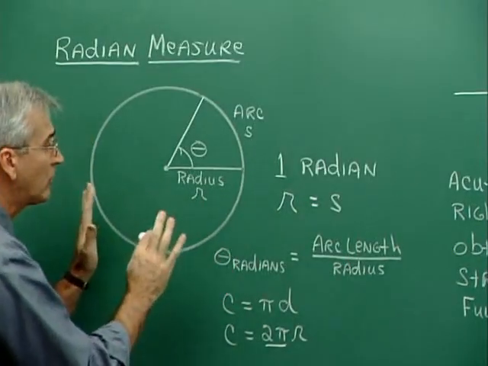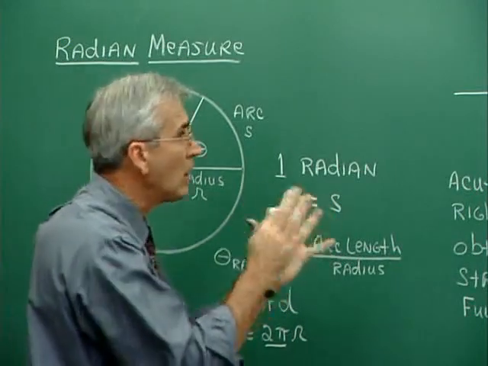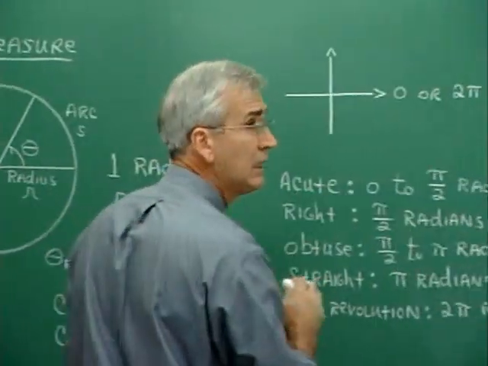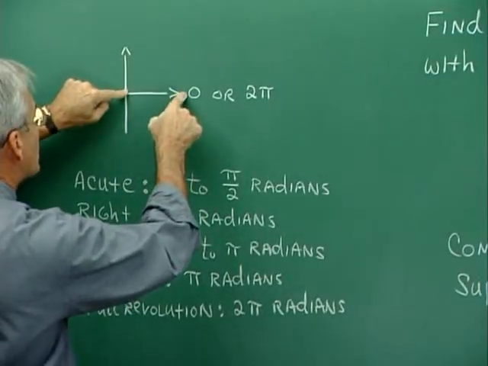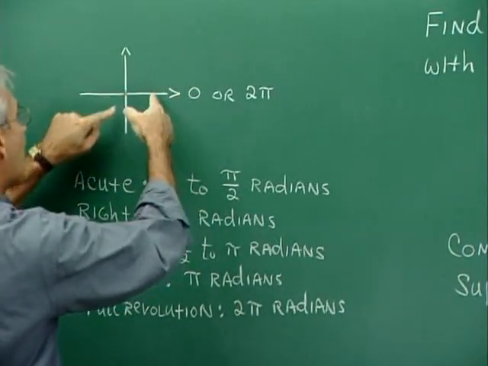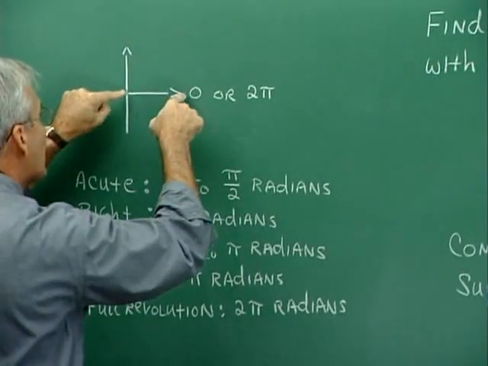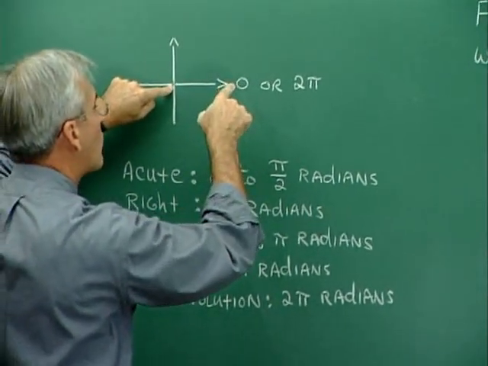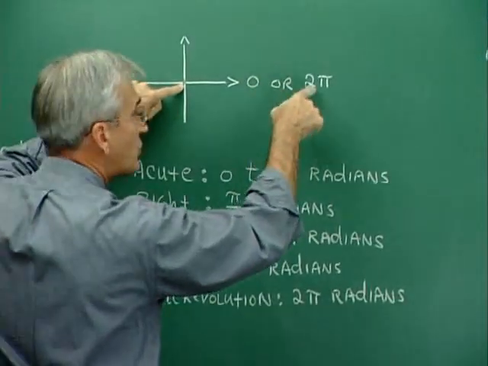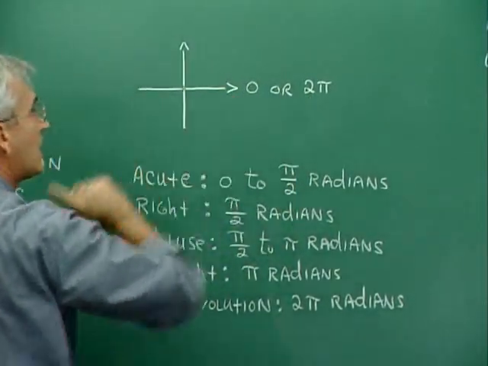Now, that brings us to the idea, we can then go over to our notion of a coordinate plane, and let's see, if we're talking about an initial side here and a terminal side which goes all the way around to this very point, you see, then we have one full revolution, and therefore we have 0 radians or 2 pi radians for that kind of angle.